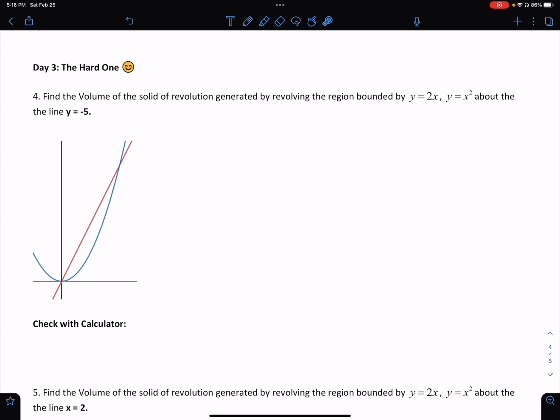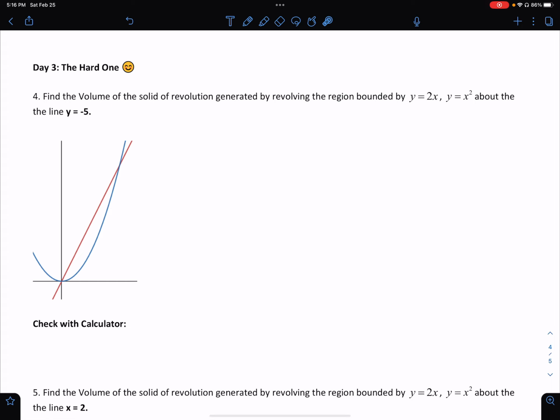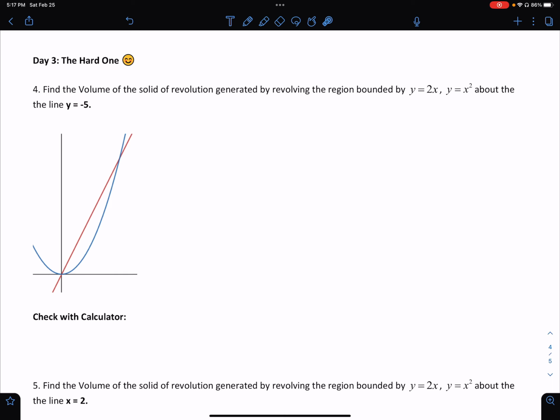Now, in day 1, we talked about just how we can revolve one function around an axis. In day 2, you might recall we revolved the area between two functions around an x-axis or y-axis. In day 3 today, we are going to revolve a region, but this time we're going to pick a new axis, such as y equals -5, where it's no longer the x or y axis. So this becomes slightly more challenging to do. So let's go ahead and take a look at this example.